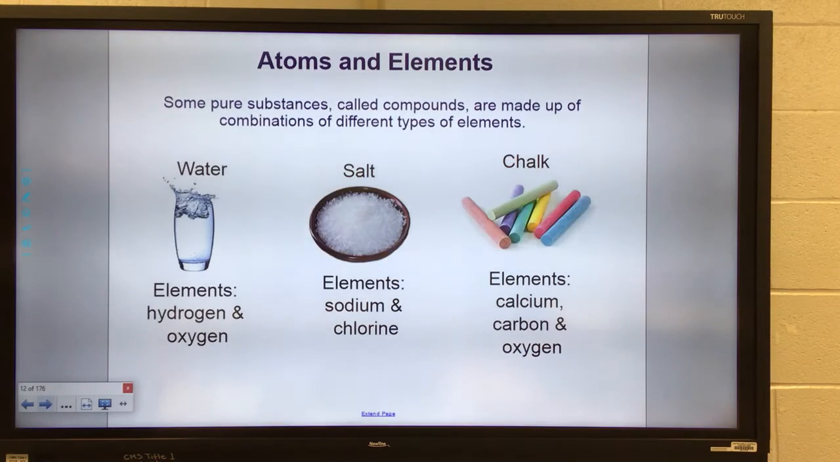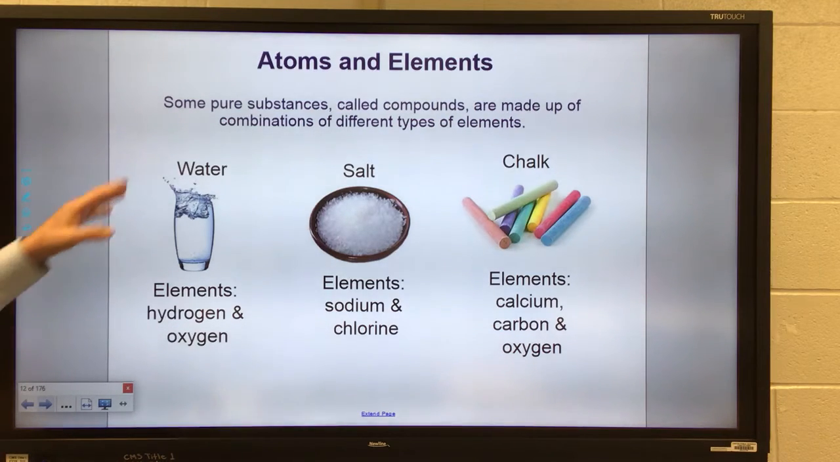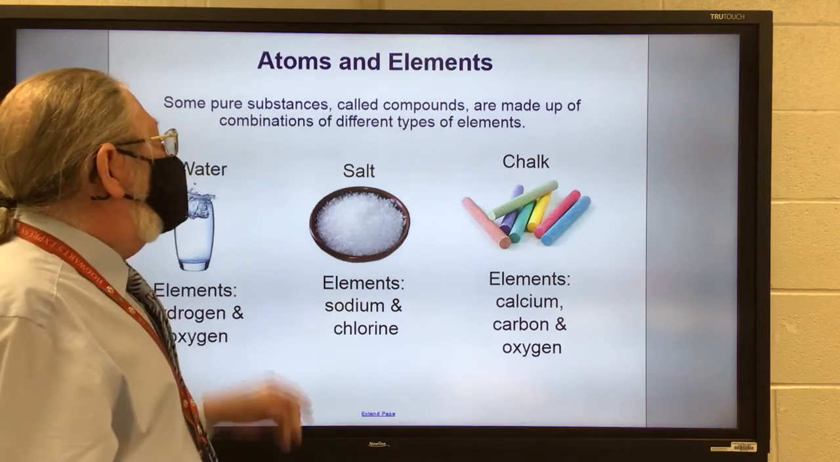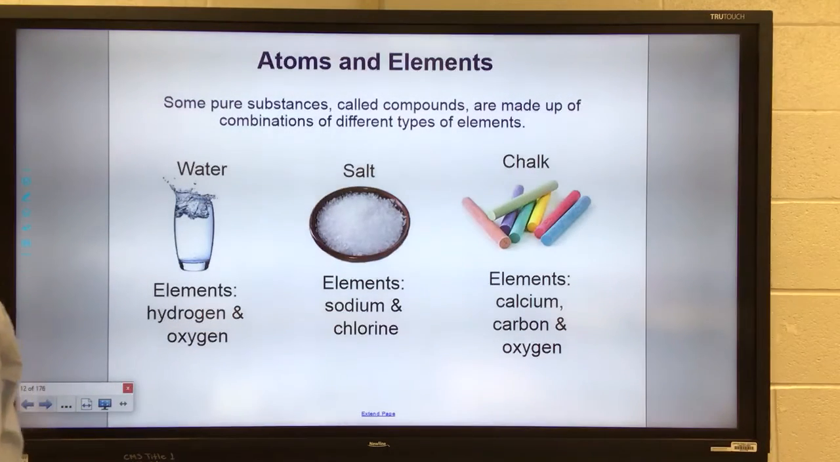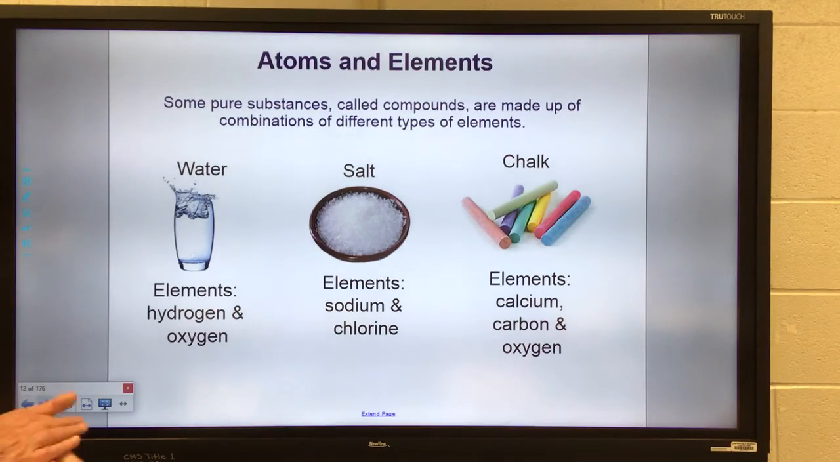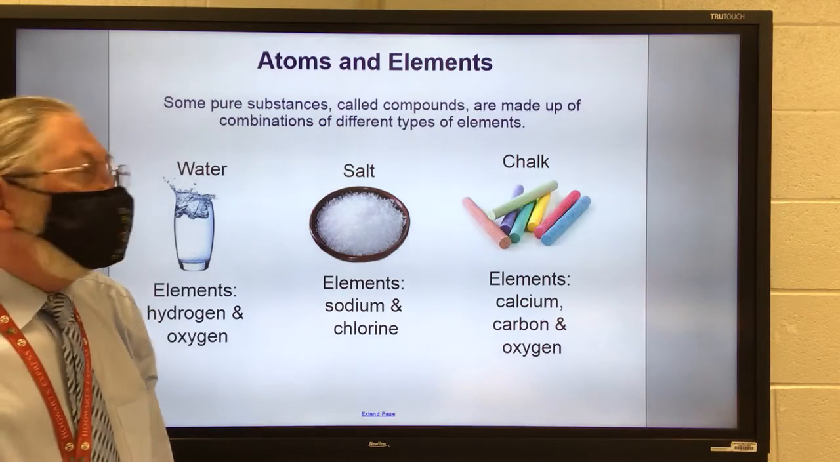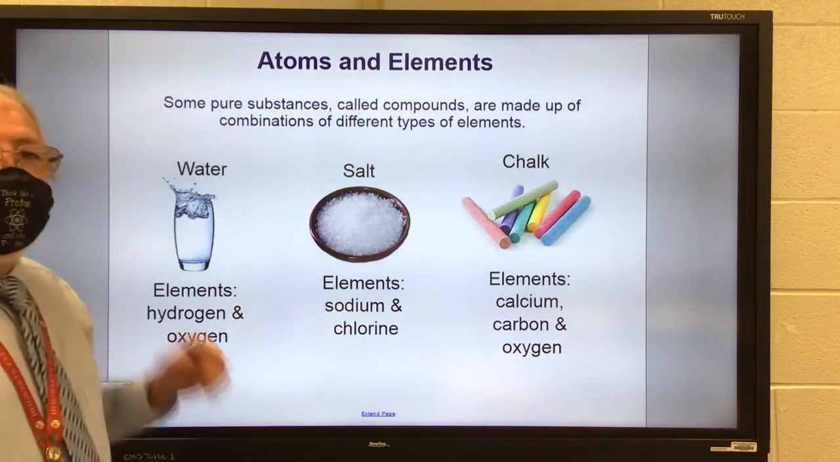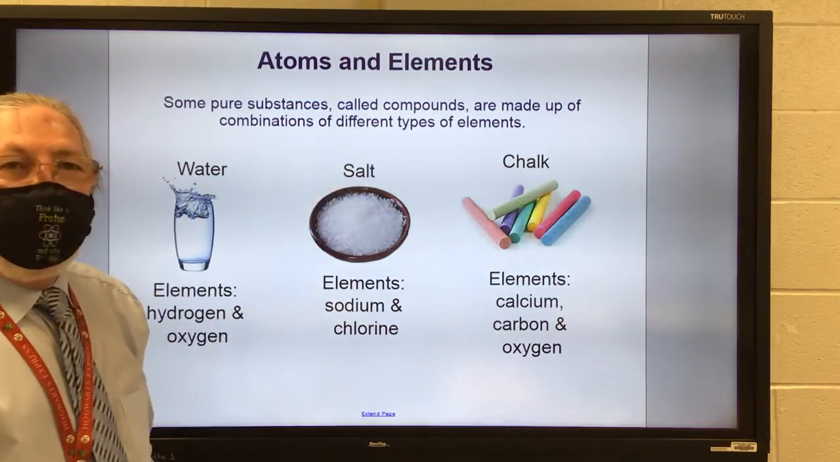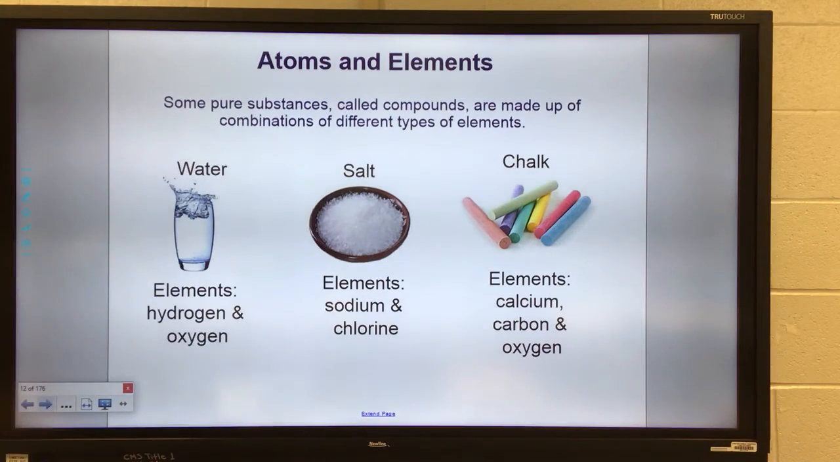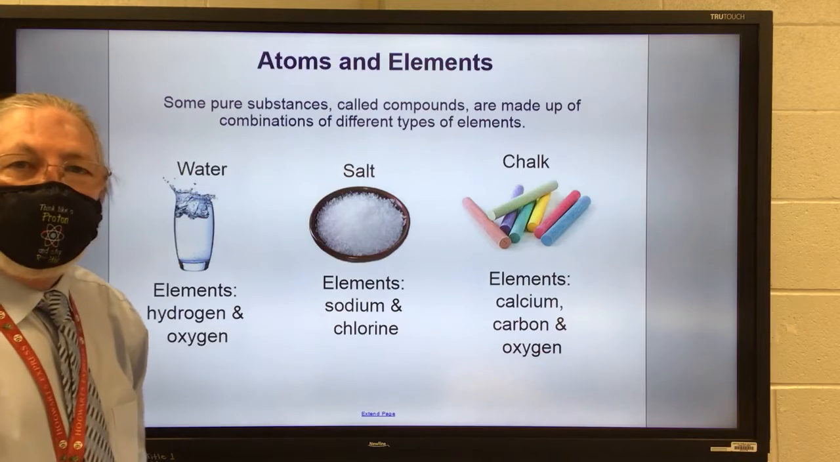Okay, so let's continue on looking at atoms and elements. Some pure substances called compounds are made up of a combination of different types of elements.